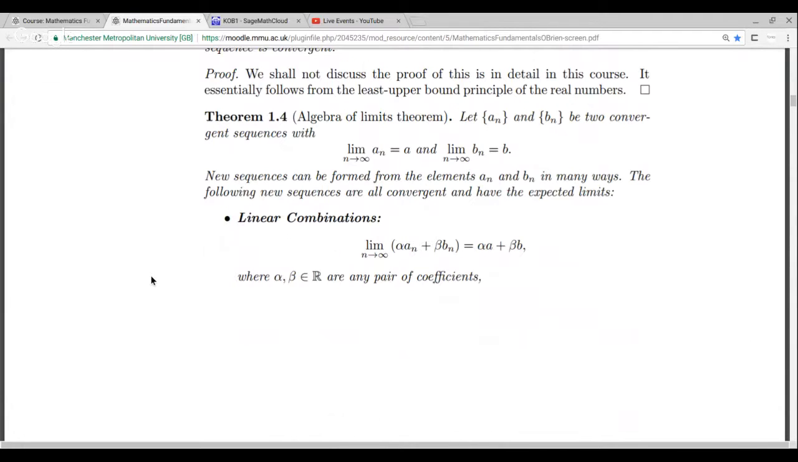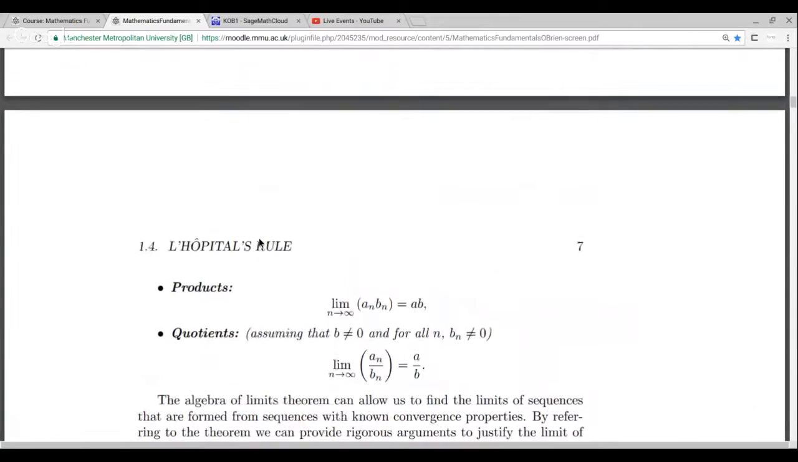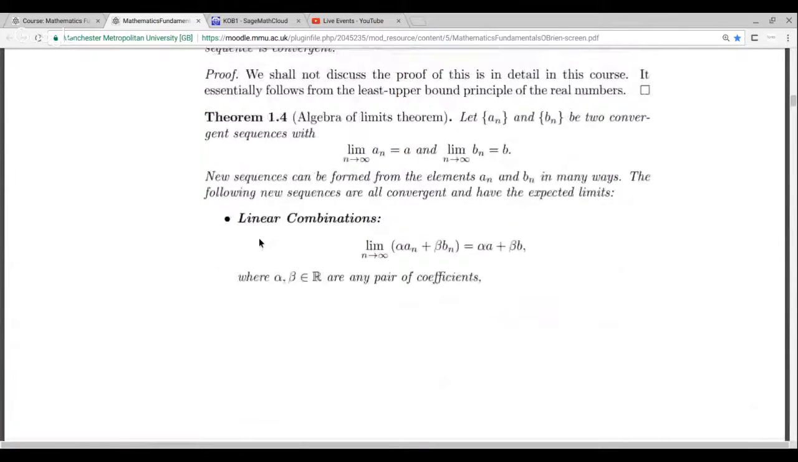It comes in three forms. It comes in a linear form, a product form, and a quotient form. So we'll have a look at the statement, and we'll first look at a couple of examples, and then we'll think about going through the proof of it.